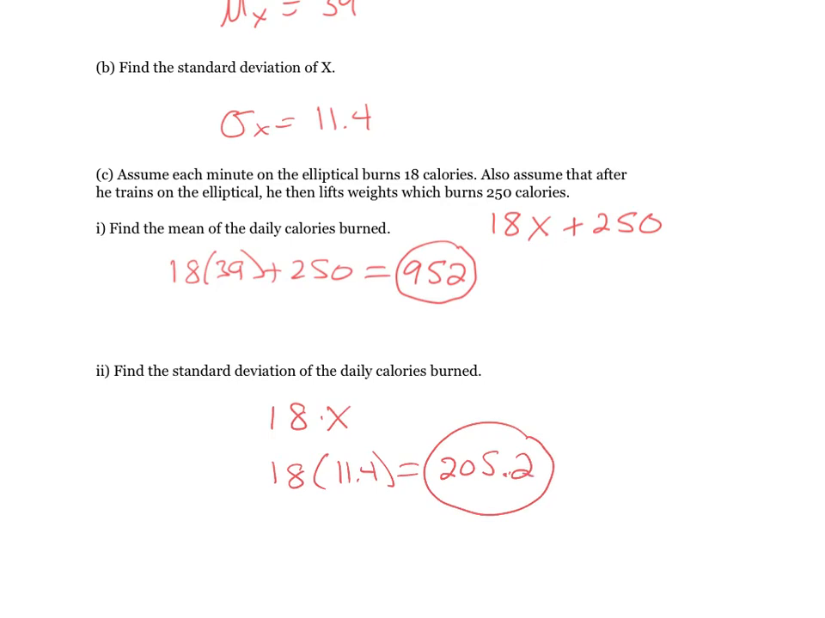Okay, so the multiplying by 18 and the adding 250, they both affect the mean. So I take the mean 39 and multiply it by 18 and add the 250. But for the standard deviation, all I care about is the multiplying by 18. So I take the old standard deviation times 18. Okay, so hopefully this is sounding familiar to you. It's kind of a review of the stuff we did in Unit 1, where we did linear transformations of quantitative data.